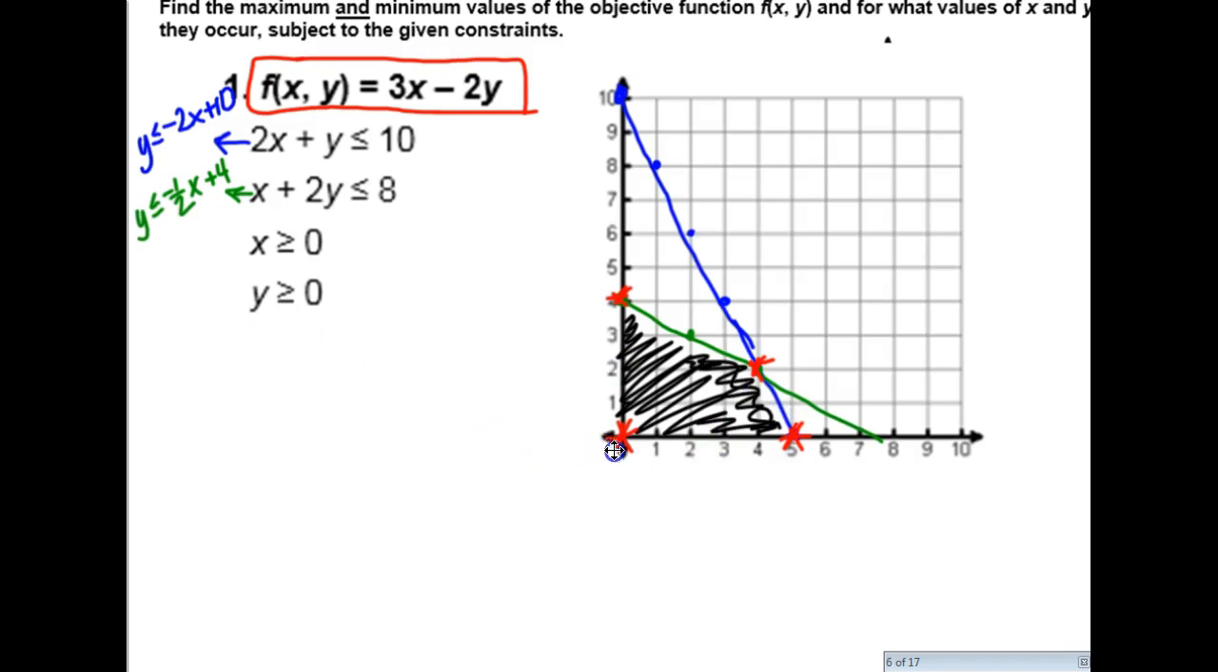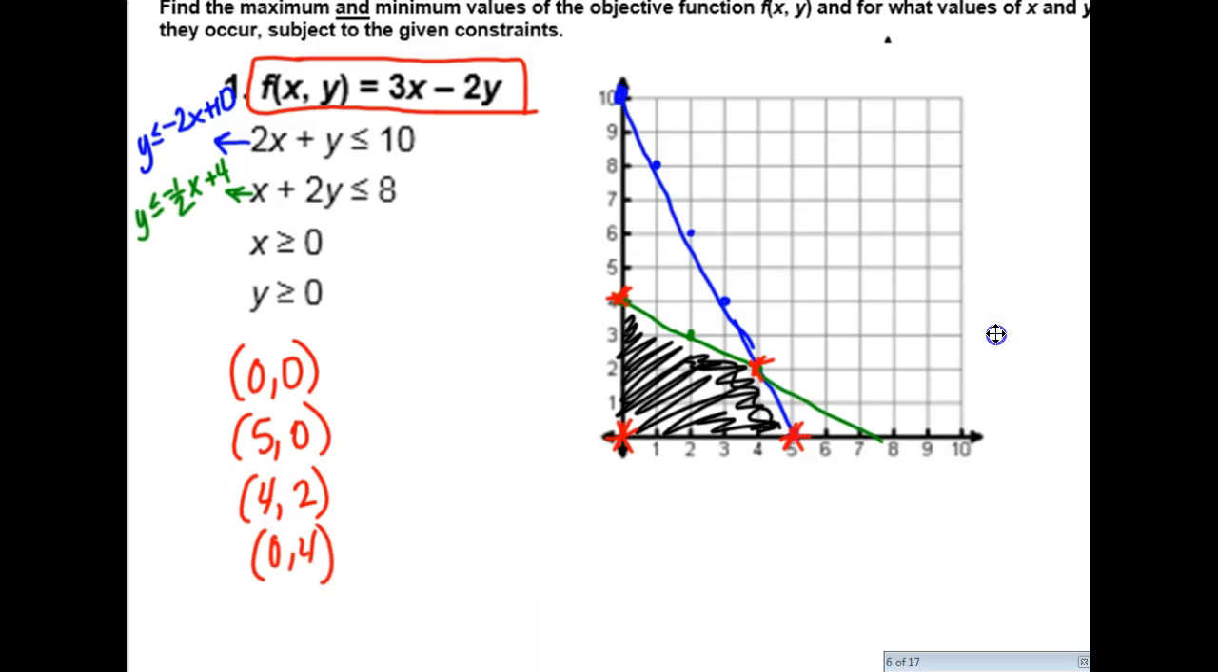So one vertex is the boring one at 0, 0. And then this guy here is at 5, 0. The one where they intersected was at 4, 2. And then there's another vertex up here at 0, 4. So these are all XY ordered pairs.